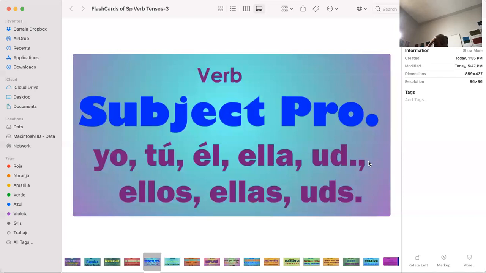Okay, so I'm going to spell nosotros out for you completely: N-O-S-O-T-R-O-S, nosotros. Okay, and that's we. You can also have nosotras. If it's all female, then it's nosotras, which is we all female. And the ending is A-M-O-S.